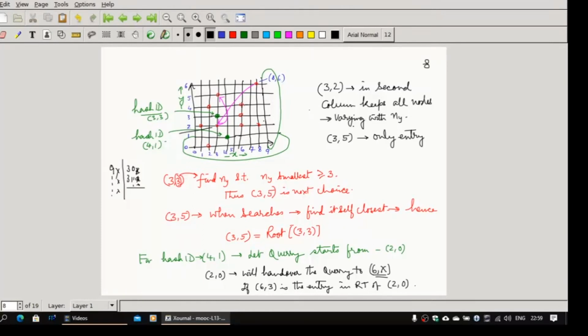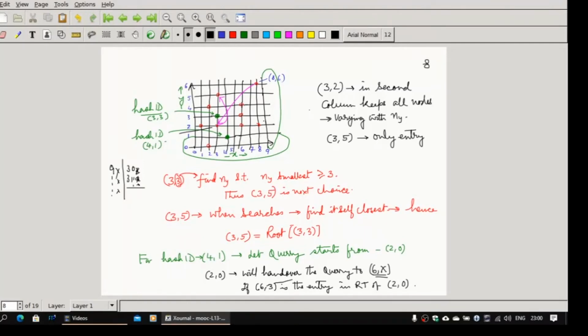So 3,2 in the second column will keep 3,5 as well as 3,2. And then it will try to find, again in cyclic fashion, the ny which is smallest but greater than or equal to 3, which turns out to be 3,5. 3,5 can do a similar search and will find that it itself is the closest node. So it will declare itself the root node and search for the key-value pair which has come in the message. Similarly, we can do the search for hash ID 4,1. When we do this query, we assume the query starts from 2,0.